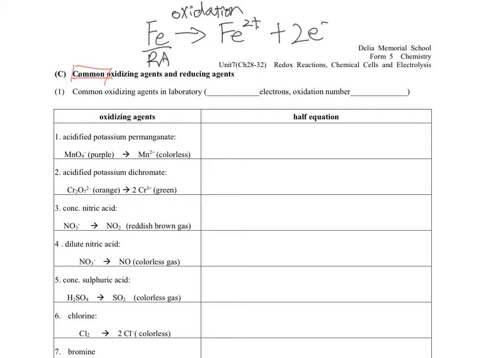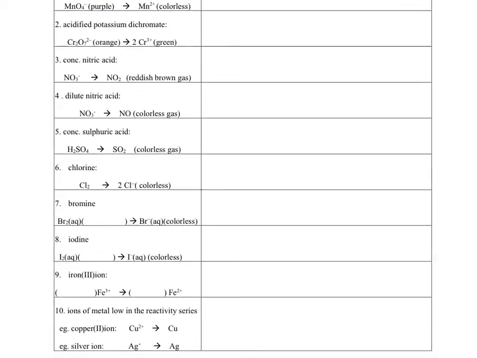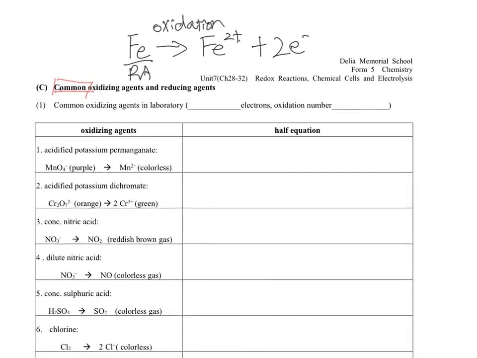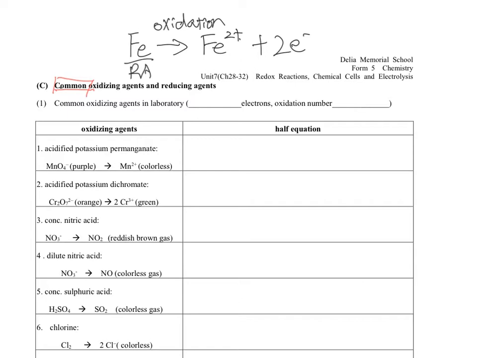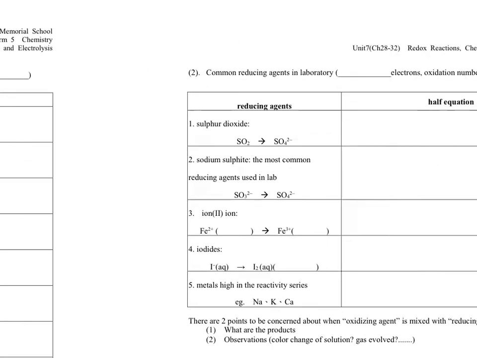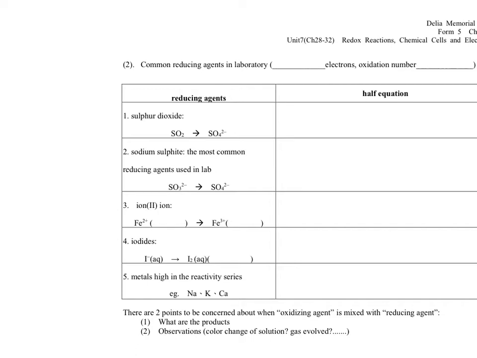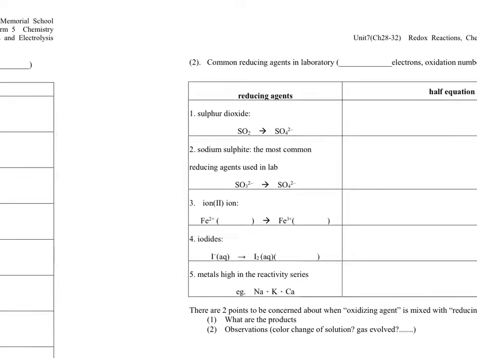You have to remember all these common oxidizing agents and what common reducing agents we have. So for the following reagents, you have to remember them. Once you see it, you know that this is an oxidizing agent. And on another page, they are reducing agents. Once you see it, then you should know that they are reducing agents.